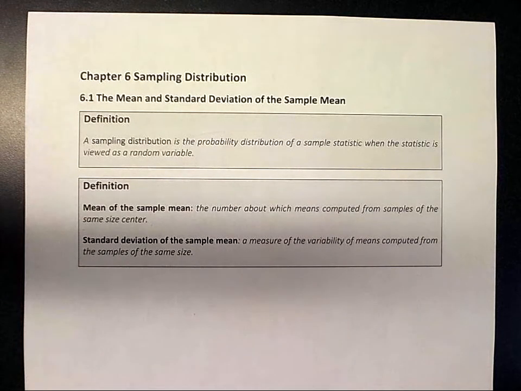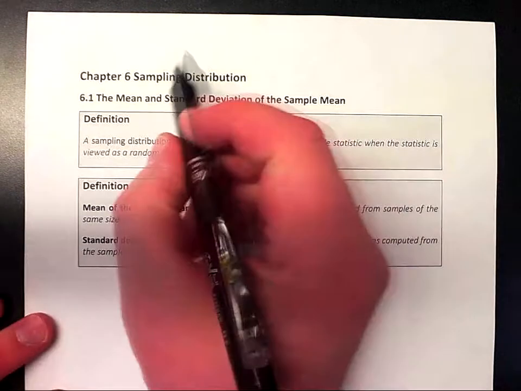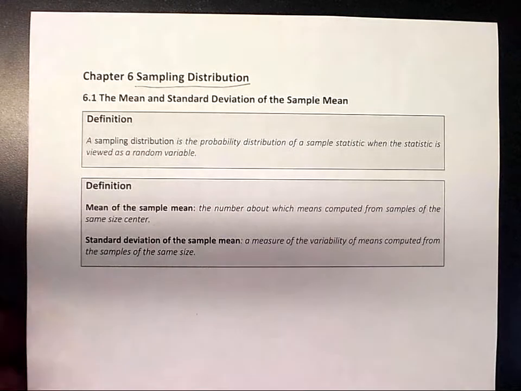All right, so then let's start on chapter 6. What chapter 6 is talking about now is sampling distributions. Let's first try to understand what a sampling distribution is, how that's different from the distributions that we've been talking about before, and then that will also help us introduce why some of these formulas are different.